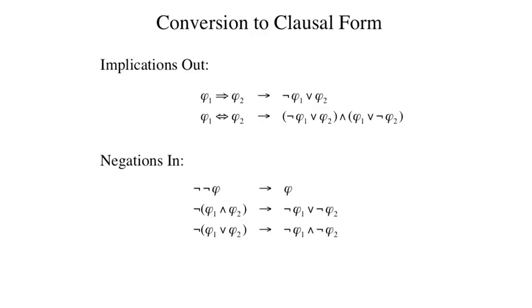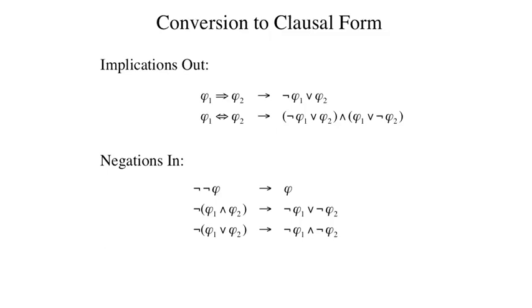As mentioned earlier, there's a simple procedure for converting an arbitrary set of propositional logic sentences to an equivalent set of clauses. The conversion rules are summarized here. All of the rules within each group should be applied repeatedly until there are no changes before moving on to rules in the next group. The purpose of the transformations in the implications out group is to eliminate all implications and biconditionals. We rewrite phi1 implies phi2 as not phi1 or phi2. And we rewrite a biconditional as a conjunction of two transformed implications.